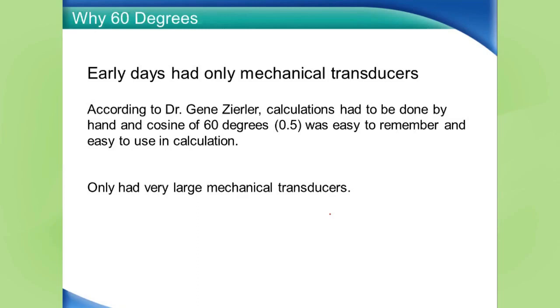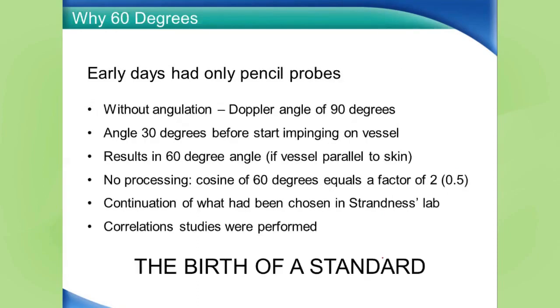So why 60 degrees? Well, in the early days, there were only mechanical transducers, and according to Gene Zieler, who worked in Strandness's lab, the calculations had to be done by hand, and he was the one who had to do the calculations. This was before there was a lot of processing. And since the cosine of 60 degrees is 0.5, and dividing something by 0.5 is the same as multiplying it by 2, that's pretty easy math. So he said 60 degrees seemed like a pretty reasonable place to start.